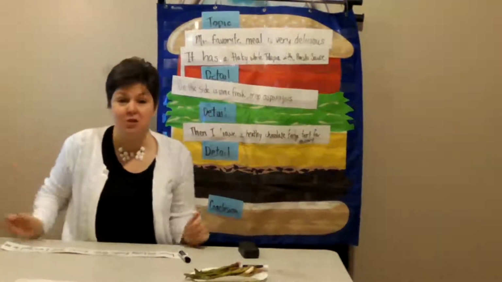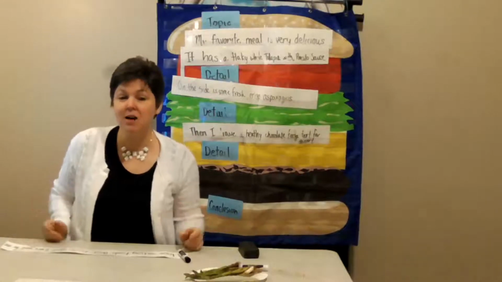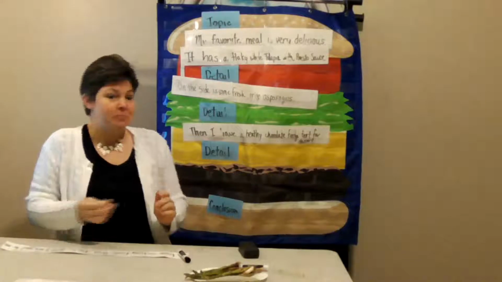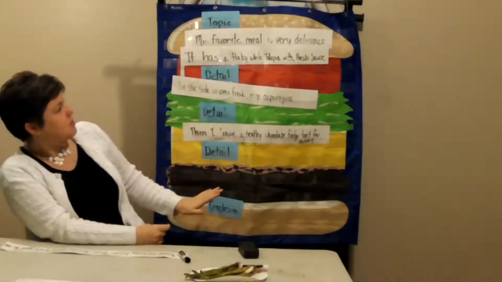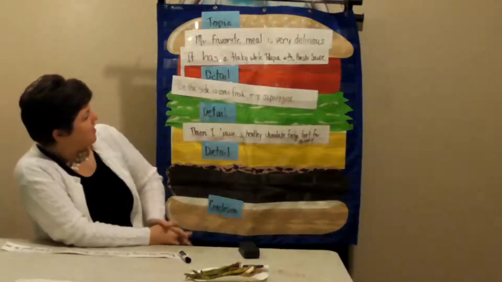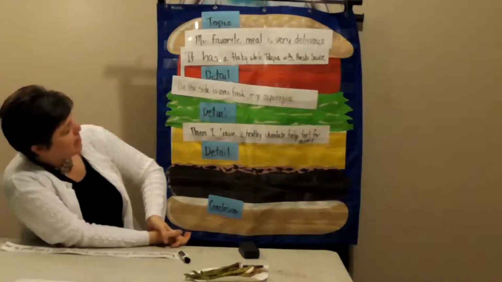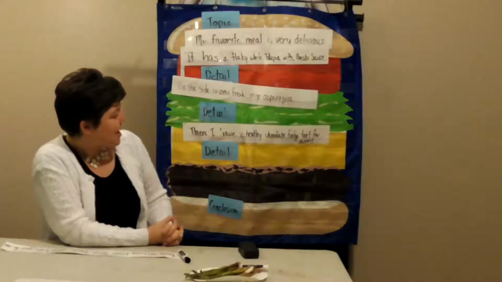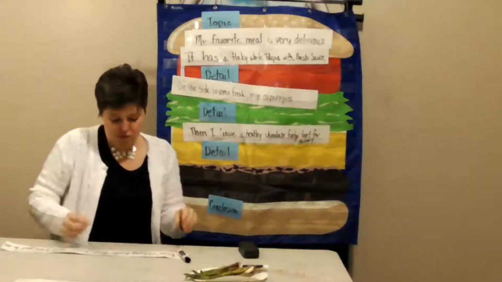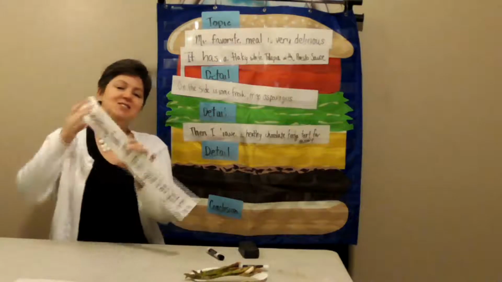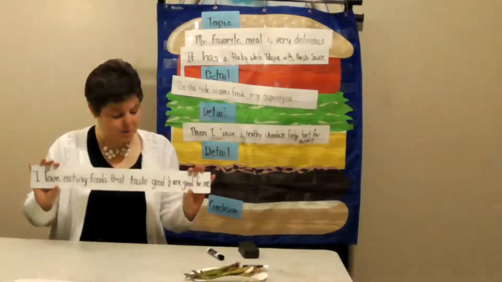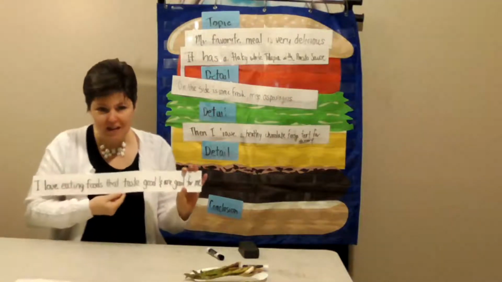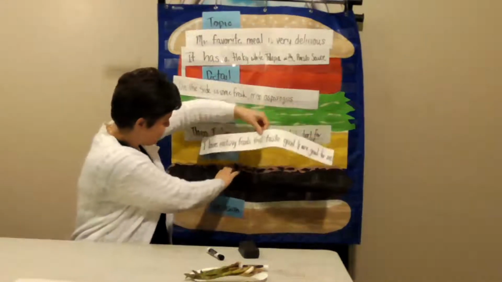But I still need a conclusion sentence, right? My paragraph is not complete until I kind of wrap everything up. I write a conclusion that puts together all these items. Okay. My favorite meal is very delicious. It's a flaky white tilapia with pesto sauce. On the side is some fresh, crisp asparagus, and then I have a healthy chocolate fudge tart for dessert. My conclusion sentence that wraps everything up is: I love eating foods that taste good and are good for me.